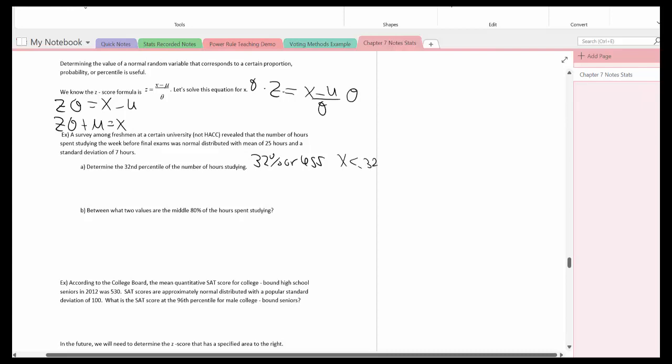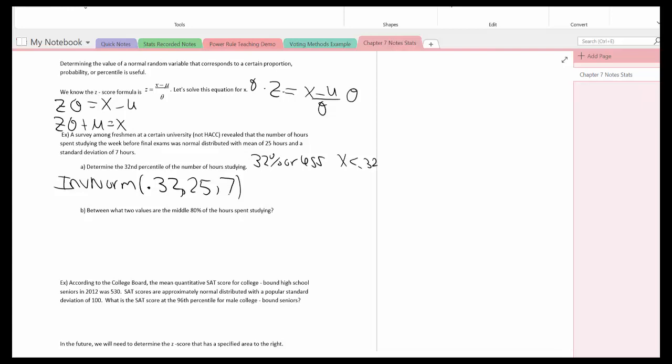Now, notice what it's not asking for. It's not asking for a probability or a proportion. So the graphing calculator technique we will use is the inverse norm. The inverse norm talks about the area that is to the left. 32% is the same thing as 32 hundredths, so it'll be 0.32, comma, the mean, which in this case is 25, comma, the standard deviation, which is 7. That's the setup I would have on the paper.